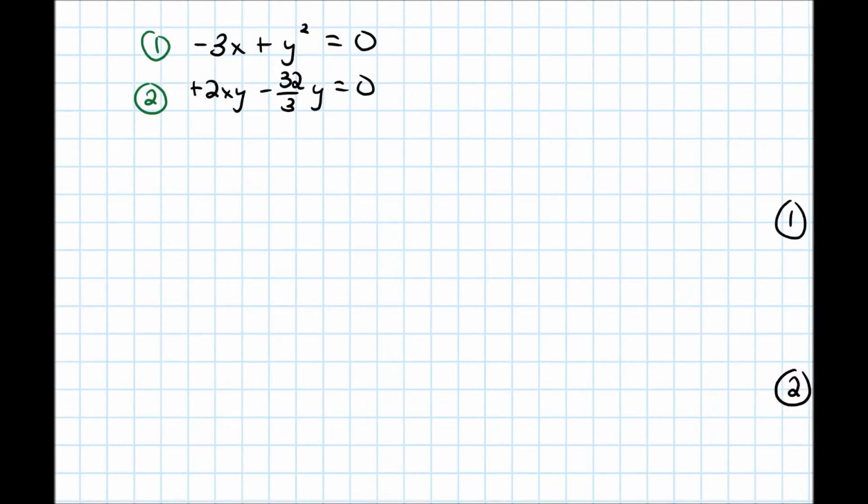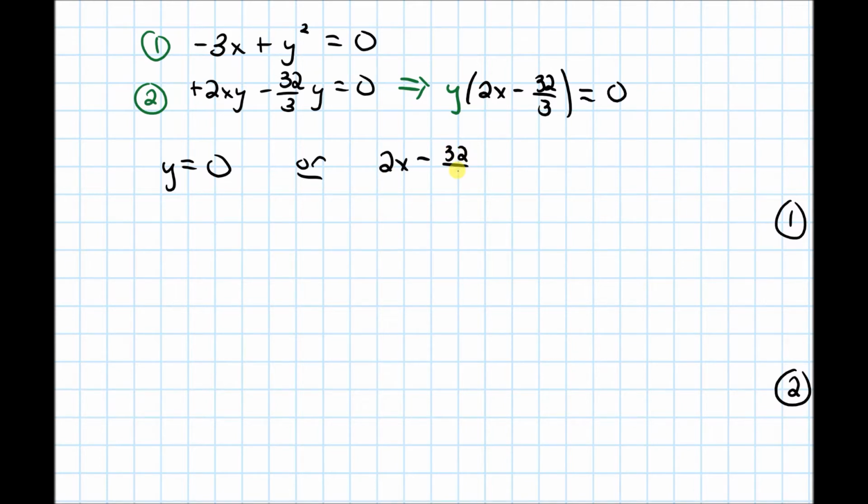All right, so we have this system of equations. I could technically work with either one of these equations, but I noticed that with the second equation, I can factor it, so I'm going to choose to work with that one. But I could also work with the first one first if I wanted to. So in the second equation, I noticed that they both have y in common, so if I factor that out, I'm left with 2x minus 32 over 3 equals 0. And now that this is factored and it equals 0, either that y at the front is going to be equal to 0, or the second factor, 2x minus 32 over 3, is equal to 0.